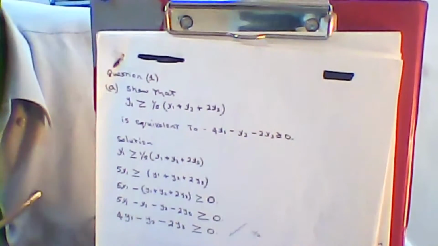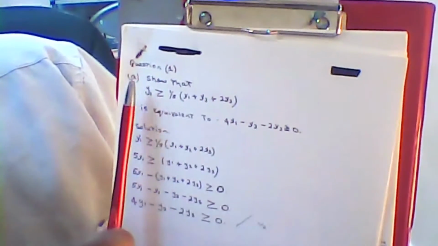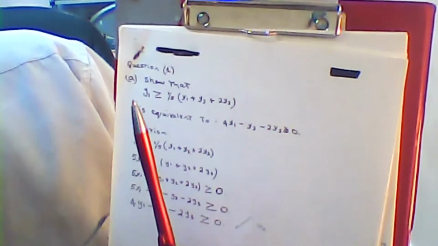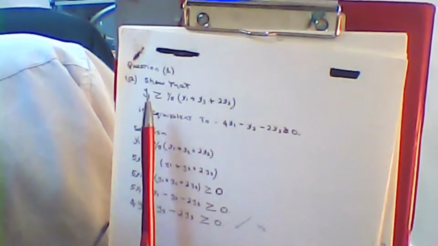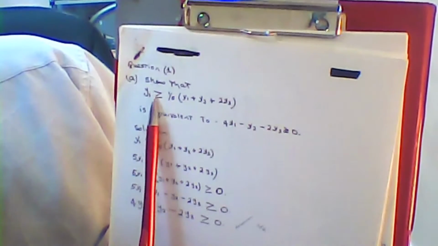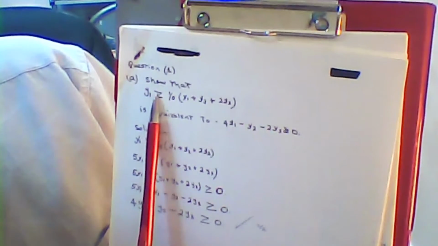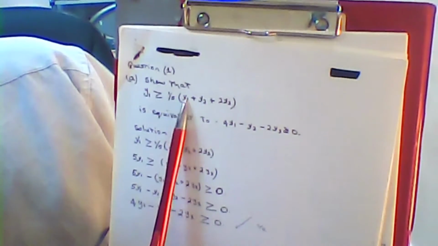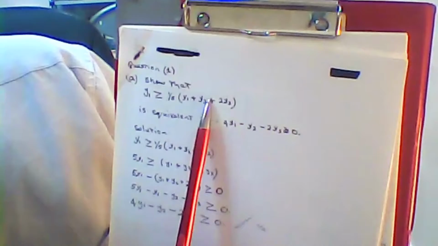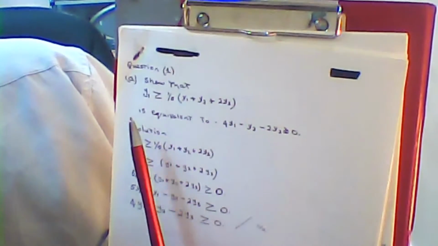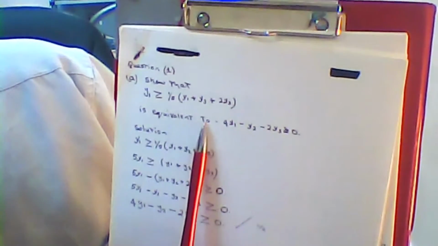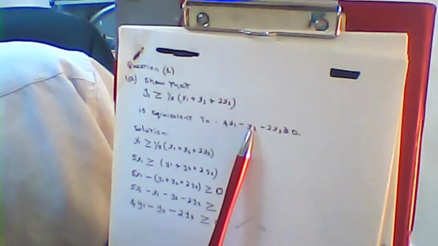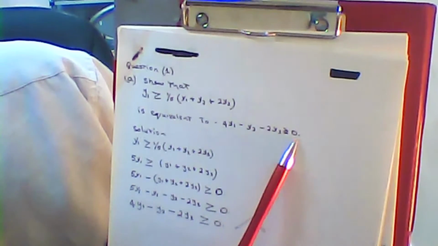Okay, thank you, good. So what we have here is purely a question, and it was a question and a formula given to me to resolve. Okay, so we have y1 is greater than or equal to 1 over 5, open brackets, y1 plus y2 plus 2y3. Now this is equivalent to 4y1 minus y2 minus 2y3 equals 0.